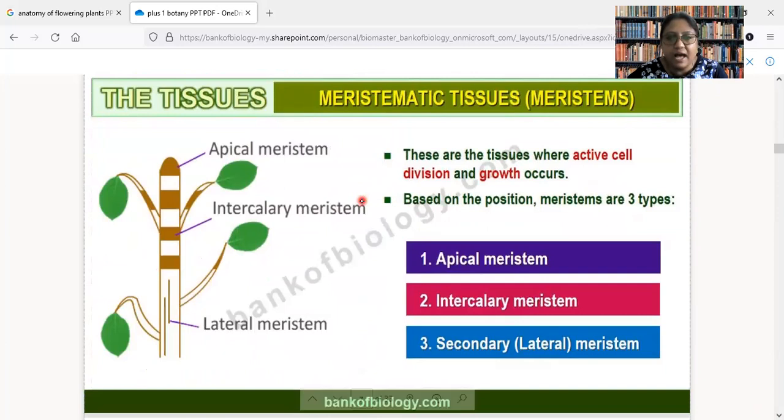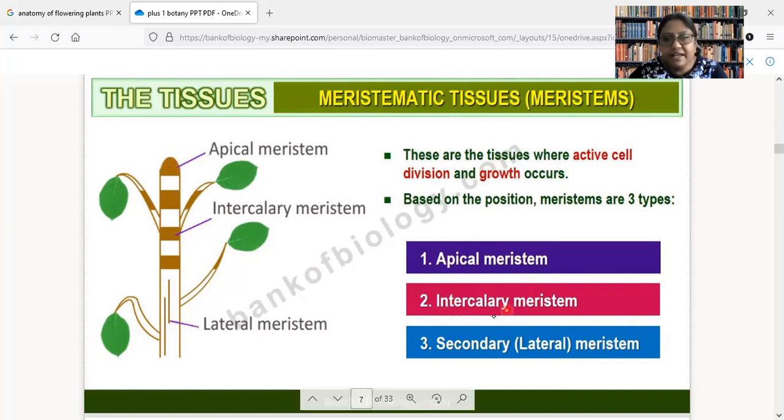Meristematic tissues are tissues which have active cell division ability. So they are generally present in the young part of the plant where growth is continuous. Based on position, meristems can be divided into apical meristem. By this time you know that apex means tip. So apical meristem is present in the apex region of shoot or root.